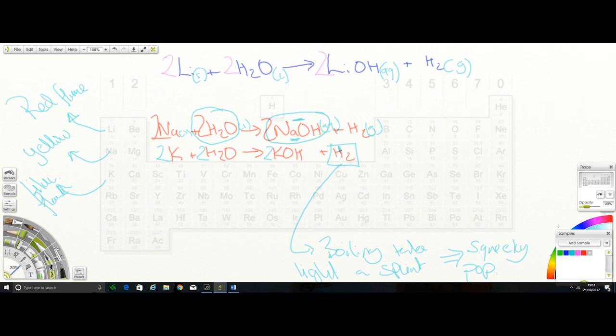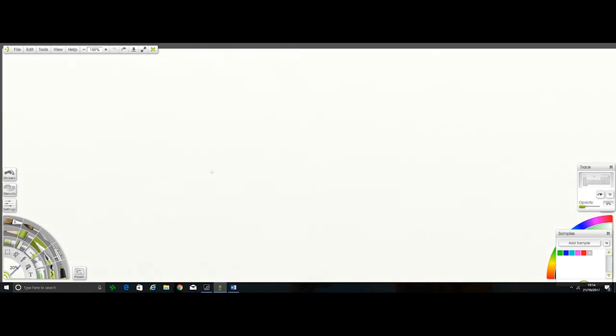So the next question is, why does the reactivity increase down the group? That's the only question that we're left with. Let's see if we can answer that. So the question is, why do the group 1 elements get more reactive as we go down the group?